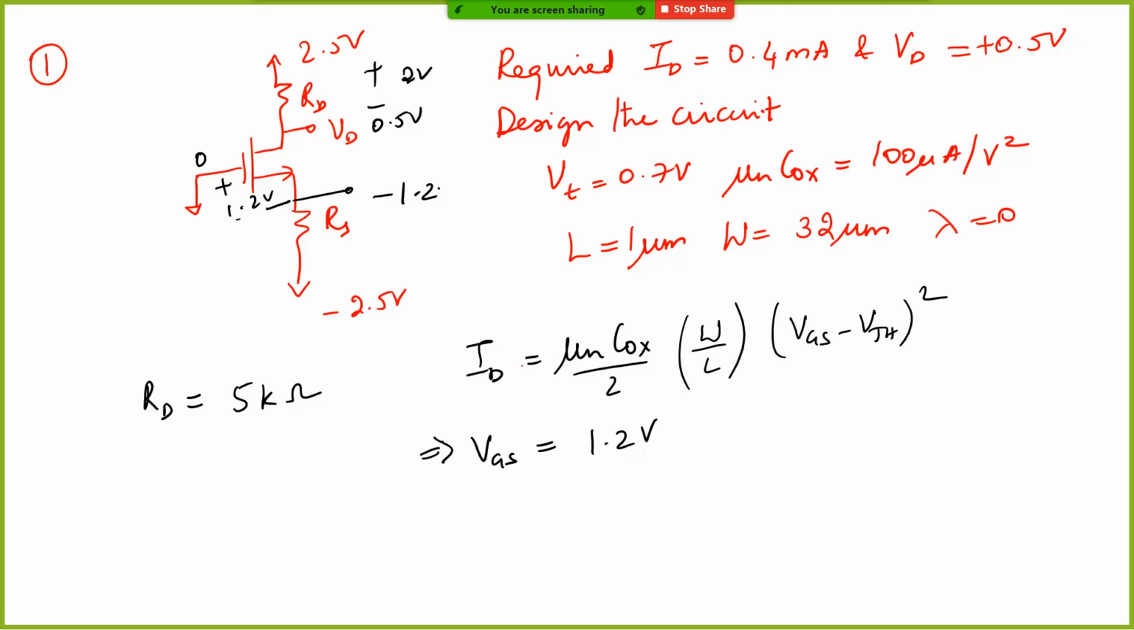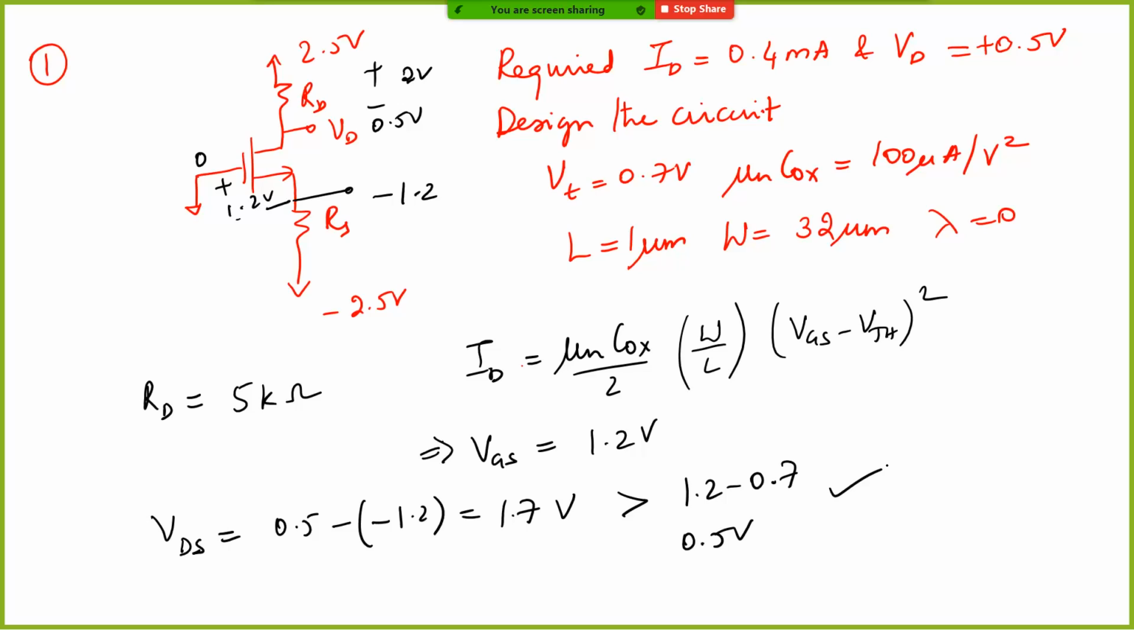Okay. Now we can cross check and verify if our assumption of saturation of the MOSFET is a valid assumption or not. So what is VDS? VDS is 0.5 minus of minus 1.2, which is 1.7 volt, which is definitely greater than 1.2 minus 0.7, which is 0.5 volt. So this is in saturation region. So you have to make sure that it is in the saturation region, because that is not always guaranteed. Okay. All right. Now finding the value of RS is simple. So what is the value of RS?